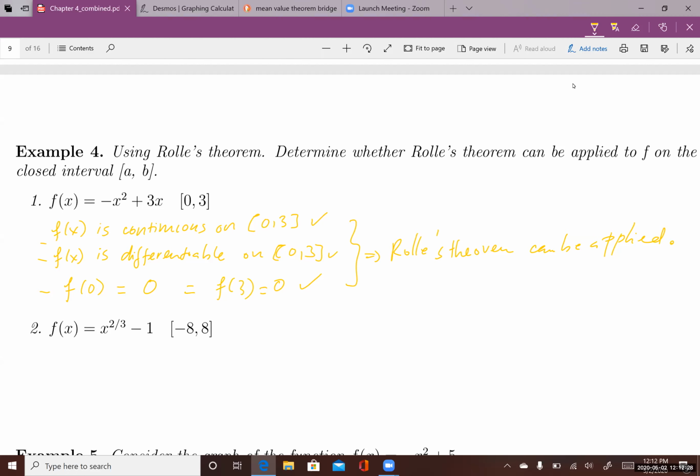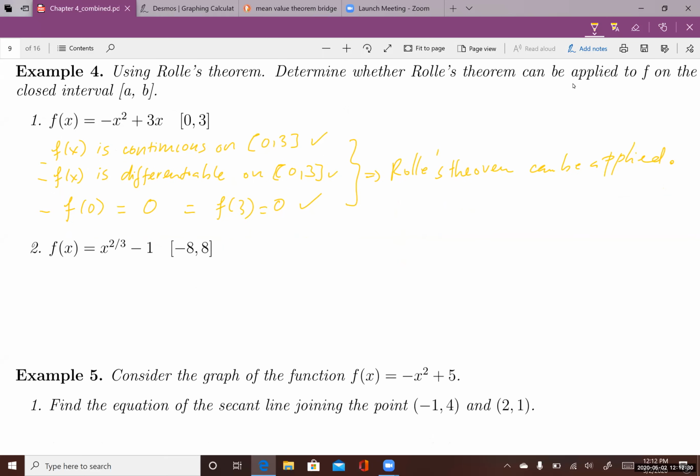All right. Well, I'll go to the next function. So the next function is x to the 2/3 minus 1 on the closed interval from negative 8 to 8. So this function, as we know, is continuous everywhere, right? Because there's no restriction for x. So f of x is continuous on this closed interval because it's continuous everywhere.